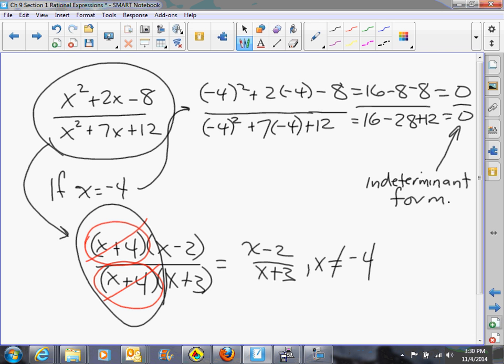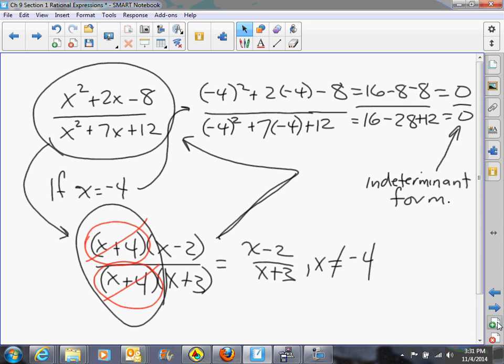because you're not allowed to put negative 4 in the original one because you get the indeterminate form, and at the end you're not allowed to put the negative 4 in because you do get a number, and then if we were to say this is equal to this, we would not be being truthful, because at negative 4 they give you different values. So care must be taken to make sure that you exclude values from the domain that are canceled out when you cancel out factors.